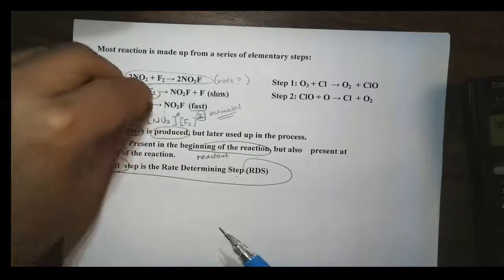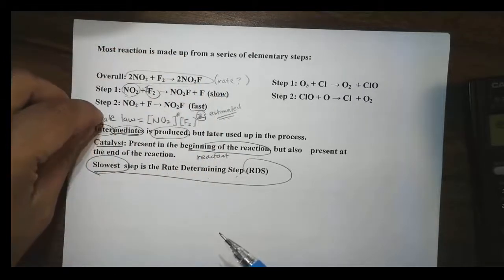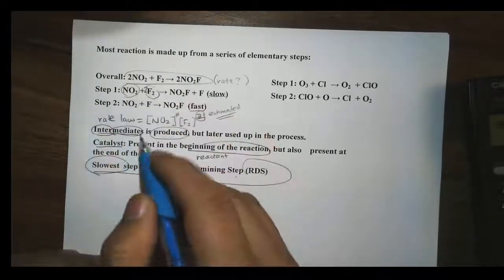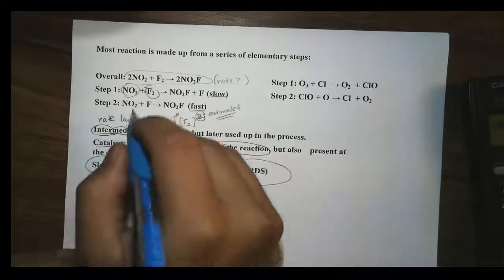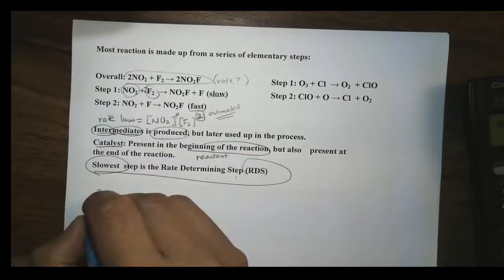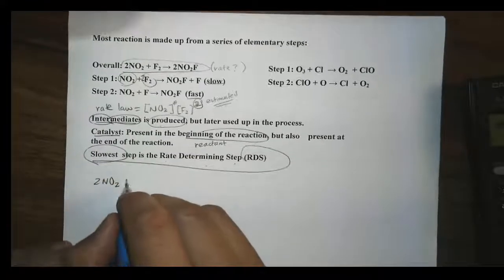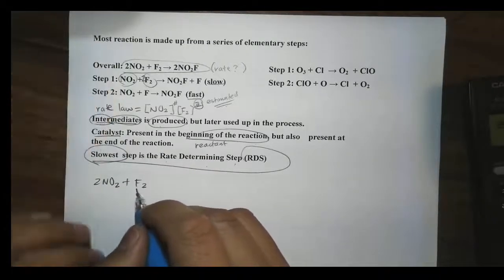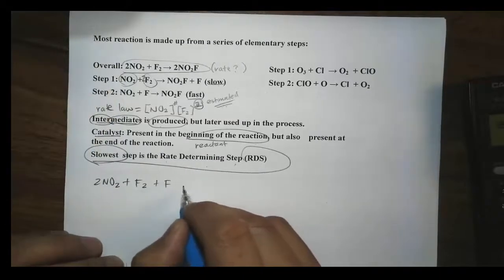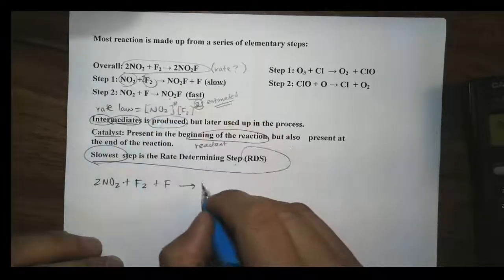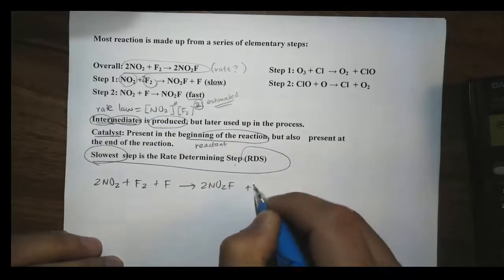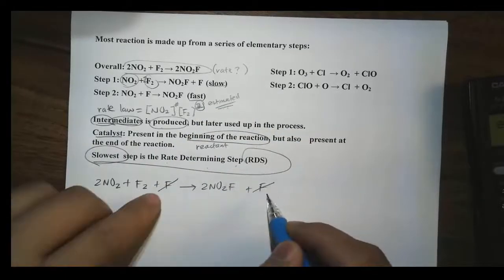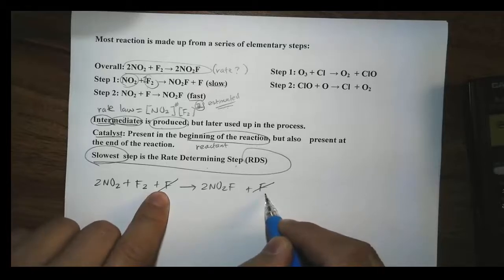First of all, we have to combine these together to determine if there is an intermediate or a catalyst in this process. The process is pretty easy. You combine your reactants and then you combine your products together. So in this case, we have 2NO2 plus F2 right there. 2NO2 because there are two of them in both steps, and then you add your F right there. And on the product side, we combine these, so NO2F plus your F right there. And if we look at this, look what happened to the F. It appears on both sides, so we can cancel that out, right?